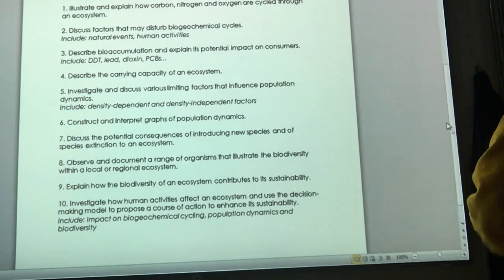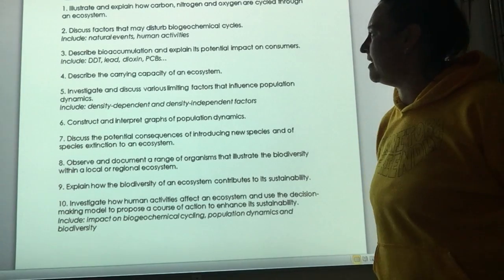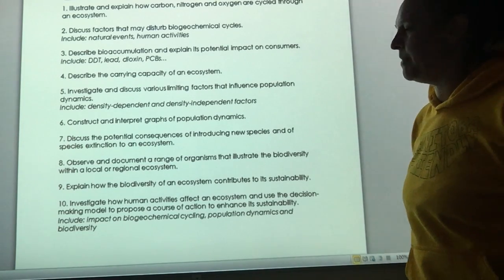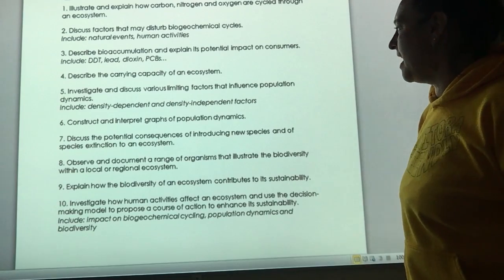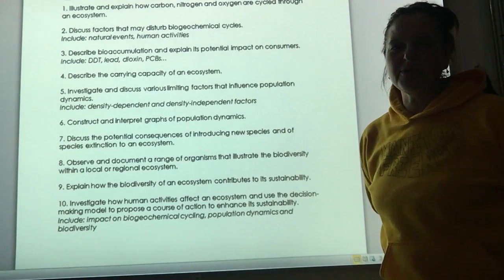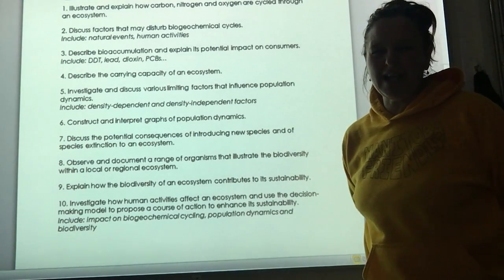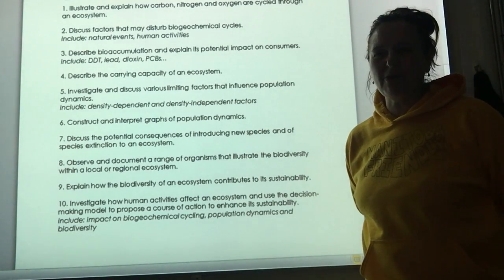And then number 4, we're going to learn about something called carrying capacity of an ecosystem. Number 5, we'll talk about limiting factors, density dependent, density independent factors. Then we're going to look at some population growth curves. We're going to graph them. I've changed the assignment. If you look in your lab book at lab 11, there's a data chart. You're supposed to graph it.